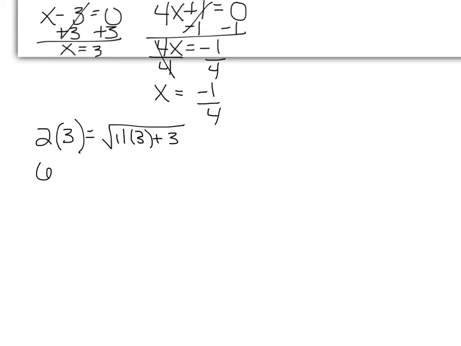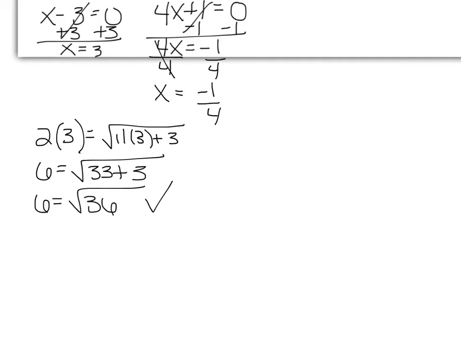Okay, 2 times 3 is 6, equals the square root of 11 times 3 is 33, plus 3. 6 equals the square root of 36. That's true. So x equals 3 is good.